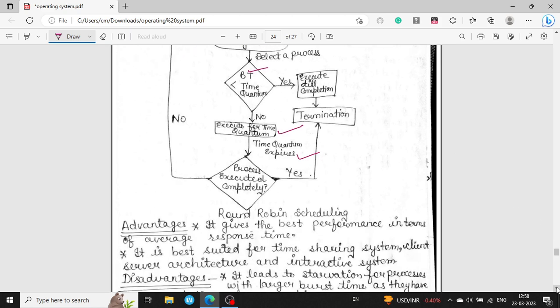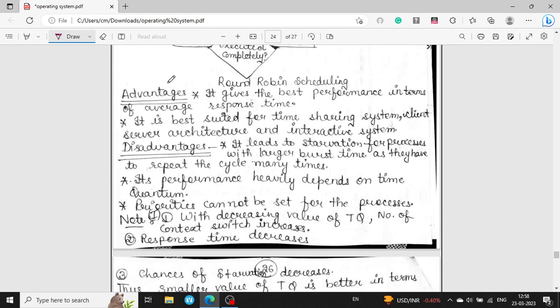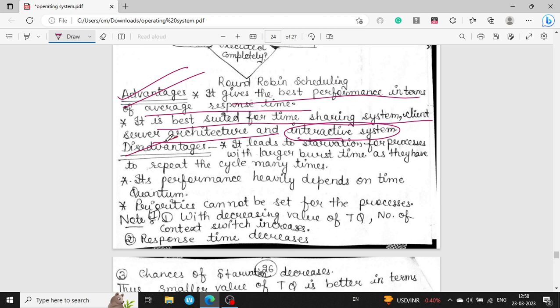Now next, round robin advantages. What are the advantages of this algorithm? It gives the best performance in terms of average response time. It is best suited for time sharing systems, client server architecture and interactive systems. What are the disadvantages? It leads to starvation for processes with the largest burst time, as they have to repeat the cycle many times till the burst time is finished. Its performance heavily depends on the time quantum.